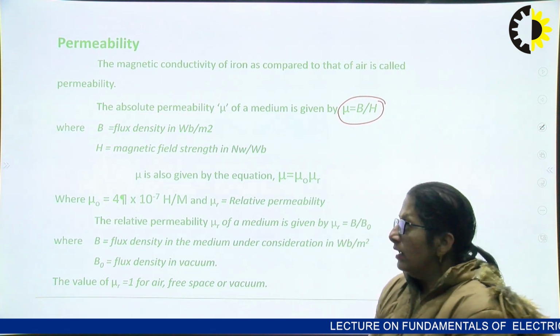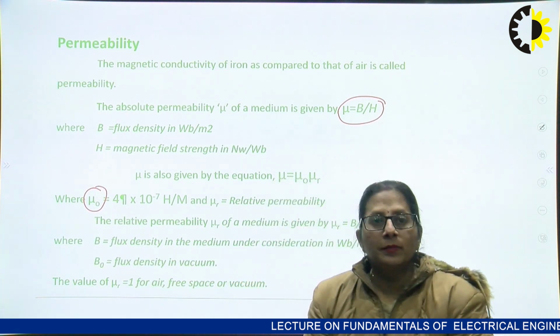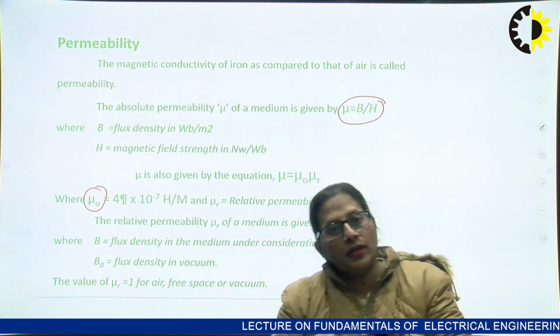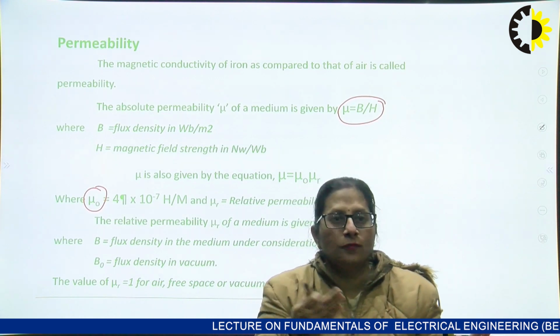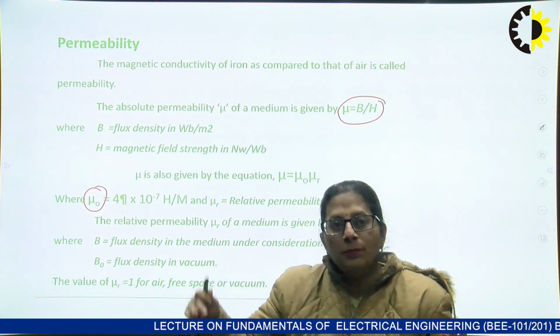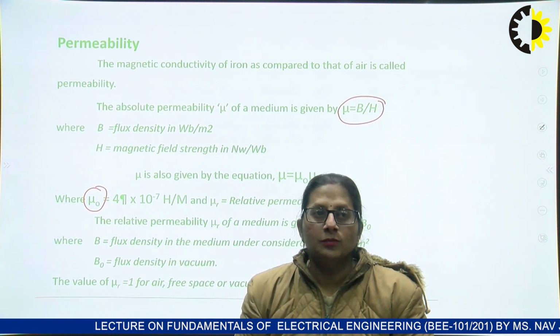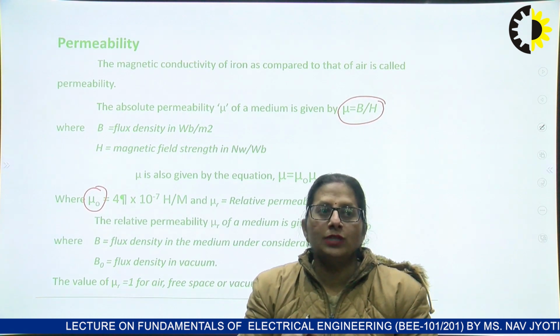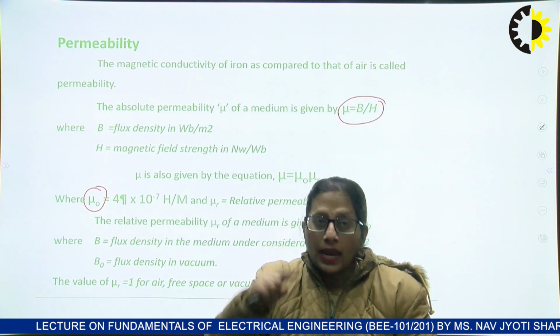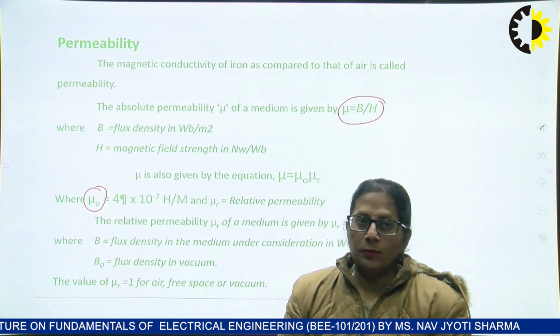Now the next one, mu naught. This is nothing but the permeability in free space, which is going to remain constant. It is once again the ratio of B by H, but in free space, which remains constant at any place in a vacuum, given by a constant called 4 pi into 10 to the power of minus 7 Henry per meter. That is, the unit is Henry per meter.